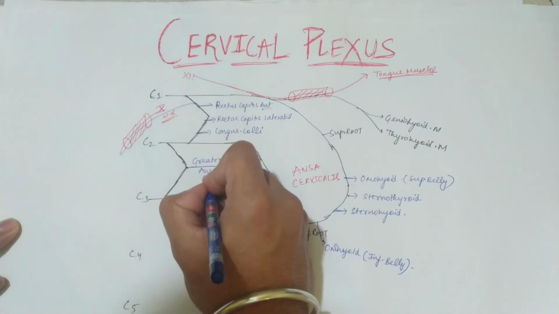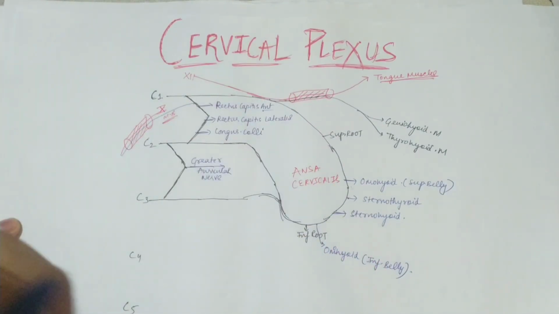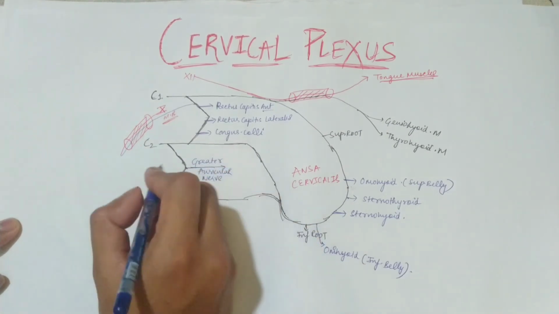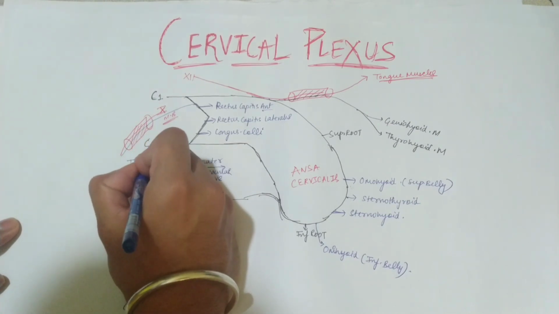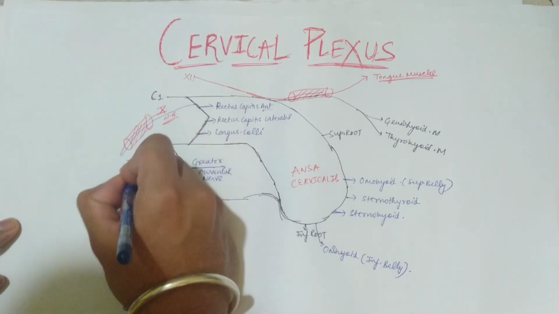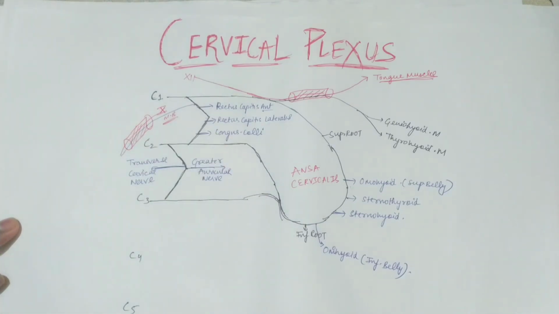By the name it is clear that it supplies the posterior part of your ear, or the region above your parotid gland. So the skin around your ear, and below the ear or above the parotid gland. This comes from the forward side, and from the backward side one nerve arises that is called the transverse cervical nerve, and this supplies the skin of the anterior region of the neck.